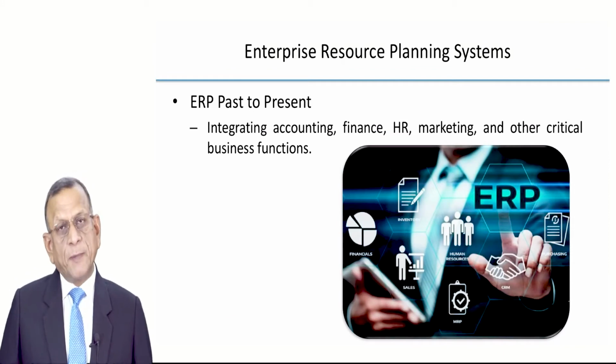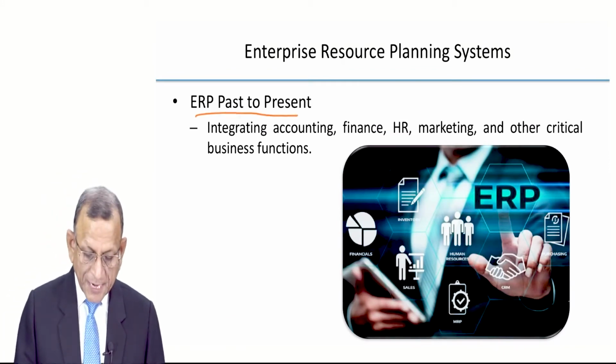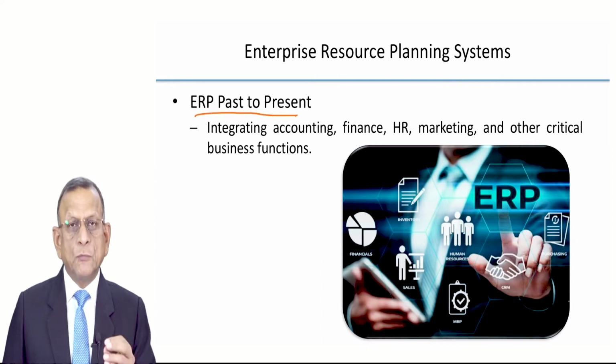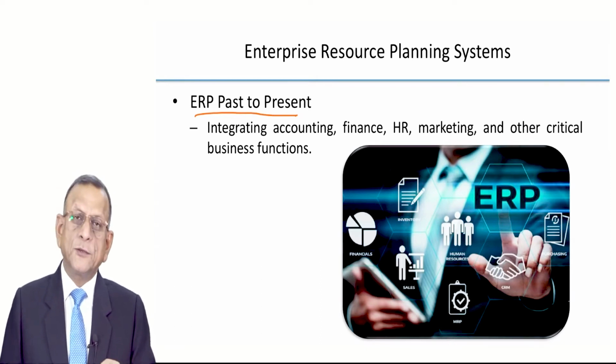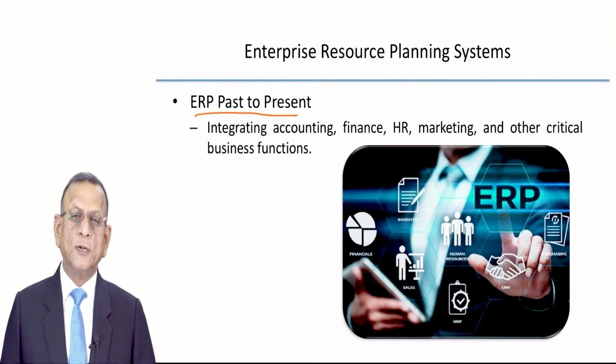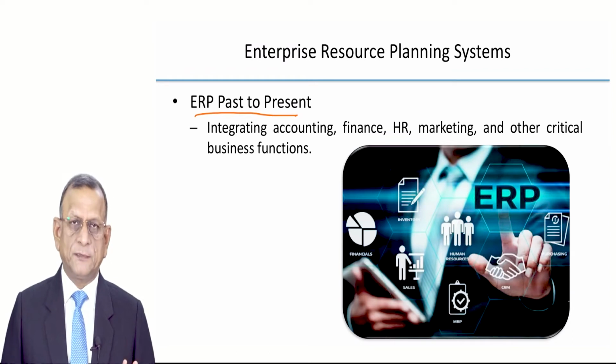What has happened in the past and what is happening in the present is ERP, past to present. Initially, friends, we started with small systems. Say two decades ago, we started with billing software. What was this software doing? Preparing the bills for the customers. Prior to that, bills were being prepared manually.